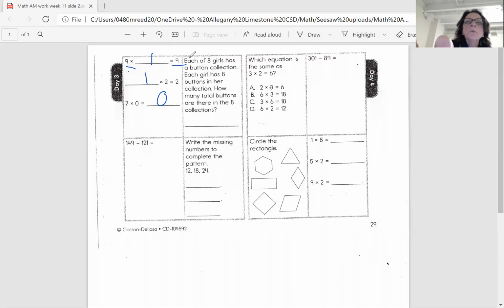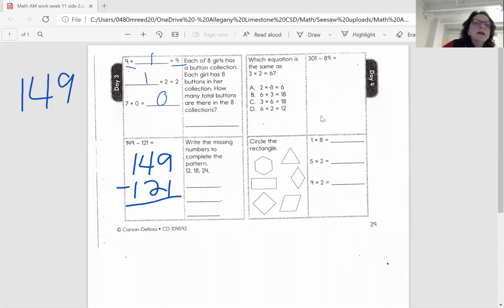149 minus 121. I'm going to make my line a little bit thicker here. Okay, 149 minus 121, write it nice and big. If you don't have room in the square, remember you can use all this space over here. I could write over here if I needed to. All right, the important thing is just to make sure you line up your numbers according to place value. So both the 9 in 149 and the 1 in 121 represent the ones. So now I can subtract by starting with the ones.